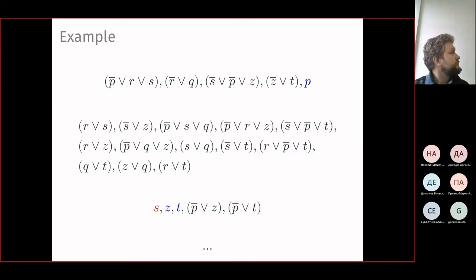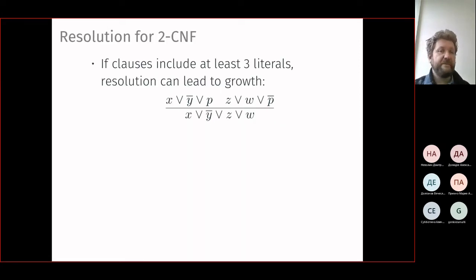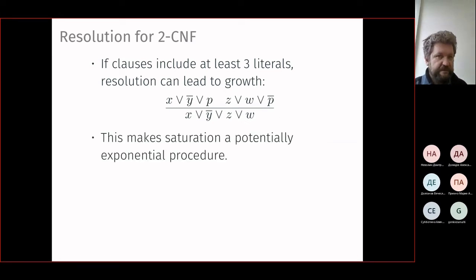Okay, more questions? So, special case, it's 2 CNF. If the clause includes at least 3 literals, then you can grow it. You can have 4 and more. And this could lead to exponential blow up. And so the saturation in general is potential exponential procedure. So you can possibly have too many clauses, and this will make you inefficient.